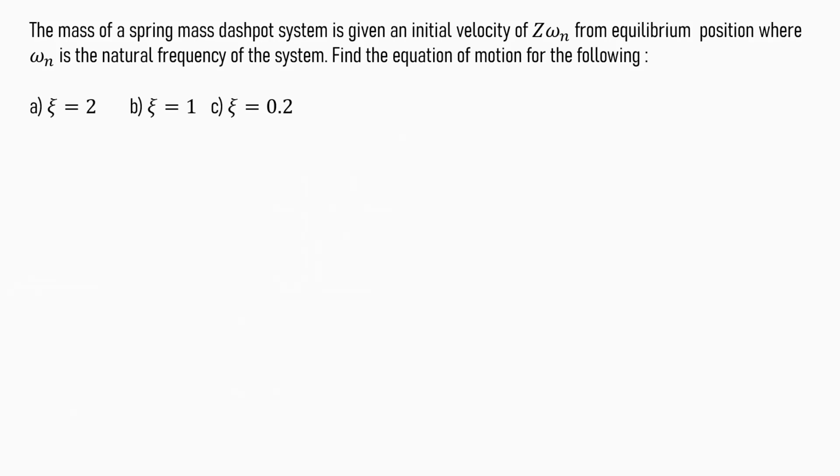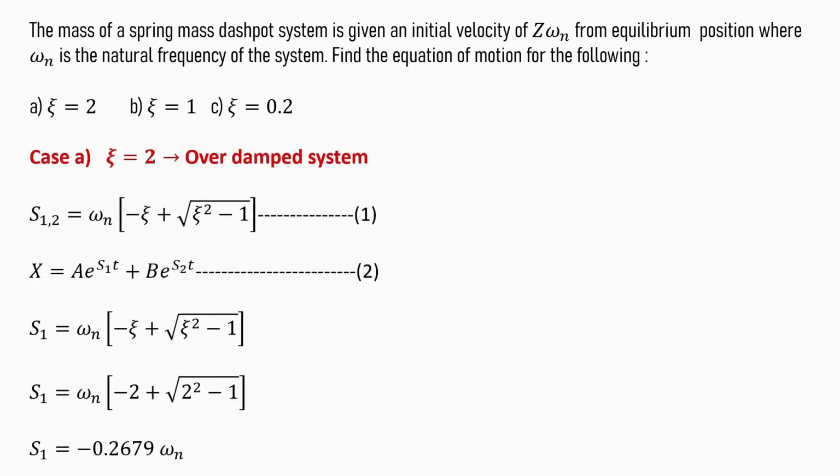So the first case is zeta is equal to 2, that is an overdamped system. The second case is zeta is equal to 1, that is a critically damped system. And the third one is zeta is equal to 0.2. Now for the first case, that is case A, it is an overdamped system, zeta is equal to 2. As the value of zeta is greater than 1, it is an overdamped system.